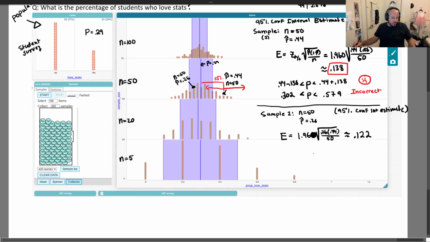And when we actually use that in a confidence interval, we take the 0.26 and add the 0.122. We take the 0.26 and we subtract the 0.122. And what we get when we put those two things together is an upper estimate of 0.382 and a lower estimate of 0.138. So we had these two particular values.